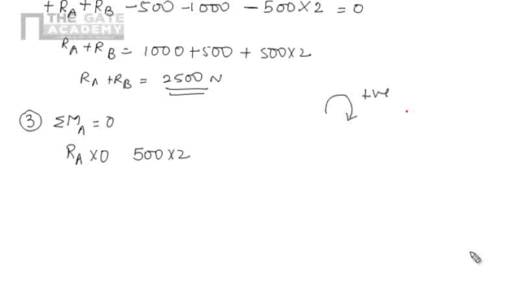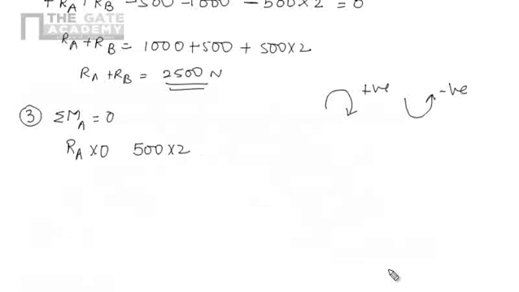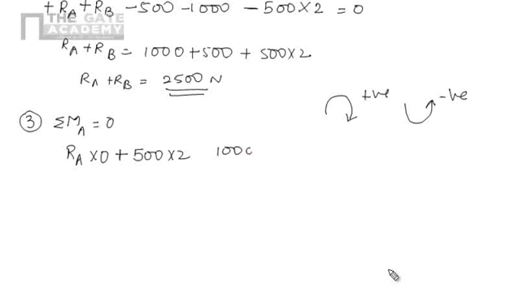Clockwise moment is positive, anti-clockwise moment is negative. So due to this 500, the moment will be in clockwise direction. So it will be 500 into 2, clockwise, so positive. Similarly, for this 1000 Newton point load, the distance is 2 plus 2, that is 4. So 1000 into 4, and again in clockwise direction, so positive.